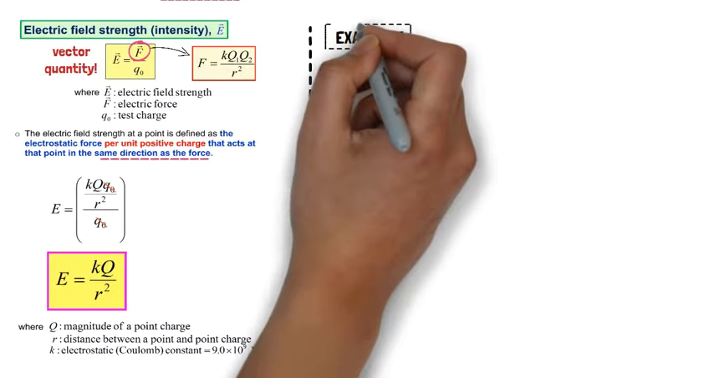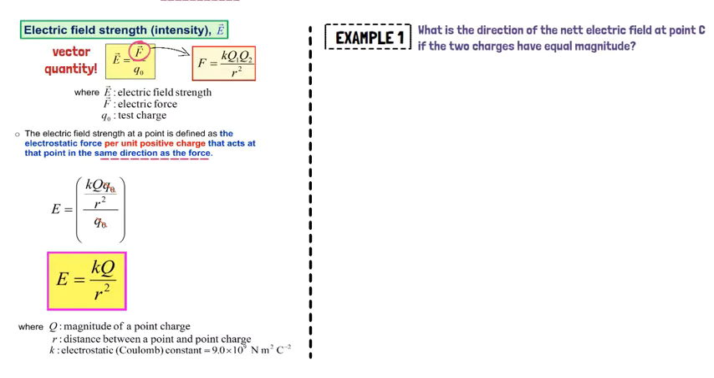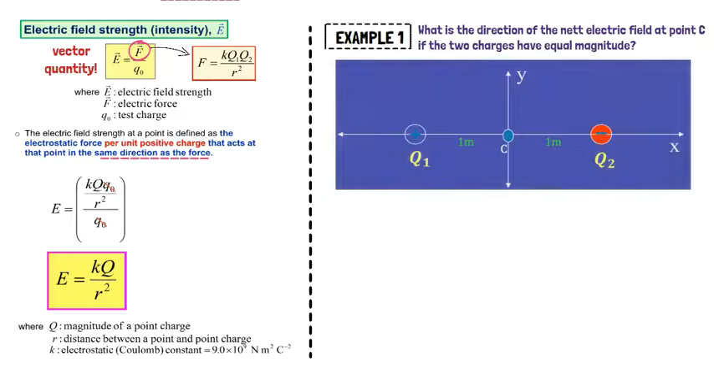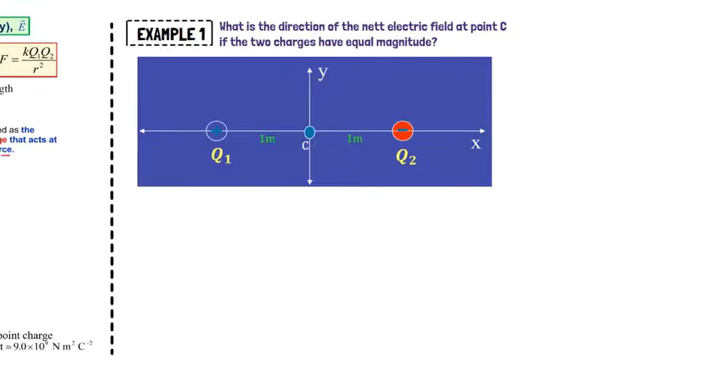So here we have a question about the direction of the net electric field. Okay, so what is the direction of the net electric field at point C if the two charges have equal magnitude? So Q1 is positive charge and Q2 is negative charge. Both charges have equal magnitude, maknanya nilai dia sama. Kalau Q1 1 coulomb, Q2 also 1 coulomb. Okay, so look at point C. So kita ada point C di tengah-tengah itu.